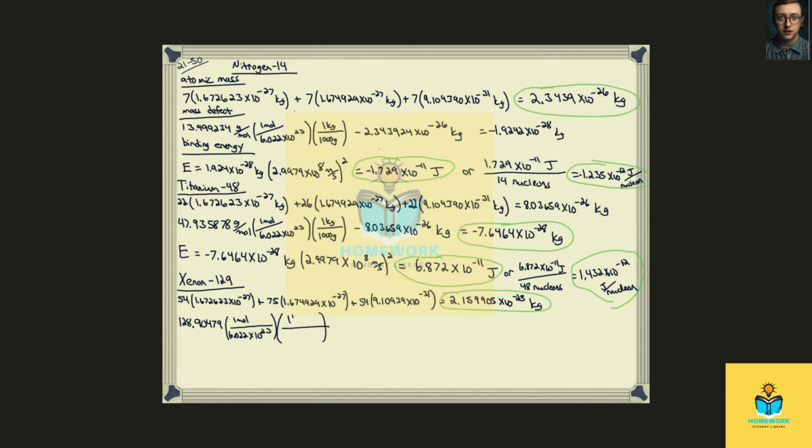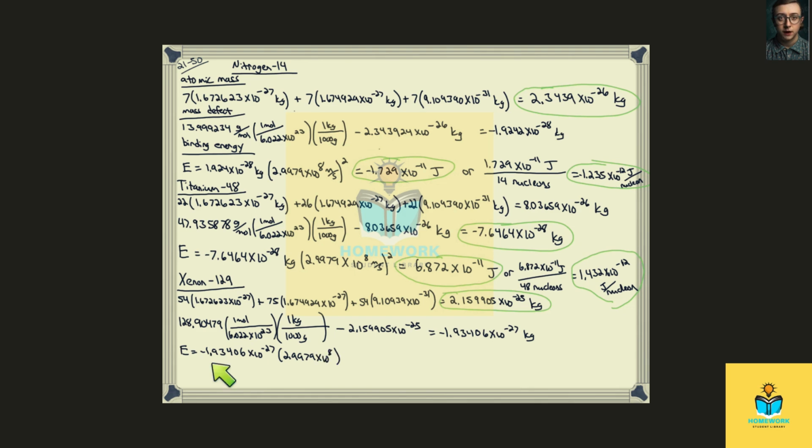We'll then convert the measured mass, which was given to us as 128.90479 AMU. We'll write that as grams per mole, convert the grams per mole to grams per nuclide by dividing by Avogadro's number, and then go from grams per nuclide to kilograms per nuclide by dividing by 1,000. This then is the actual or measured mass minus the summed mass, which gives us 1.93406 times 10 to the negative 27 kilograms as our mass defect.